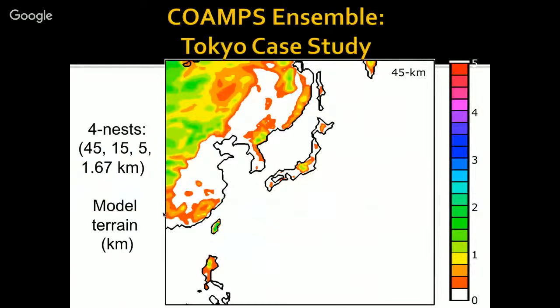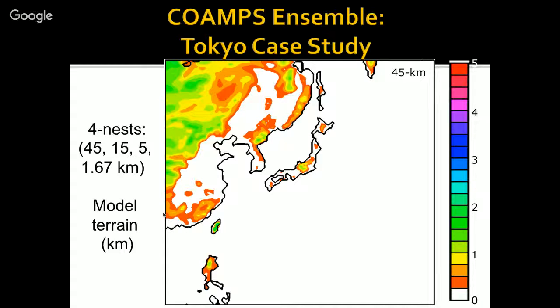I'm going to shift gears and show you another application that we did a while ago before the incident in Japan of the nuclear power plant release. We had been using Tokyo as a case study to look at transport and dispersion applications of a COAMPS ensemble. So I'm just going to show you a few slides on this, and then move on to a few other highlights that I think might pique your interest.